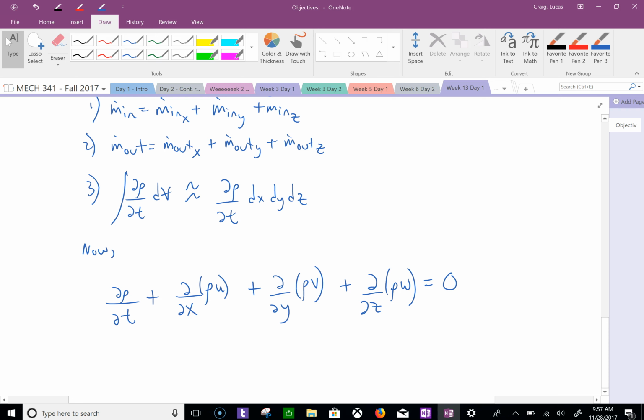It accounts for the change in density with respect to time. Why are these in parentheses here, and why isn't the rho taken out? Because rho could change with x and t, and u could change with x. You know what I mean?